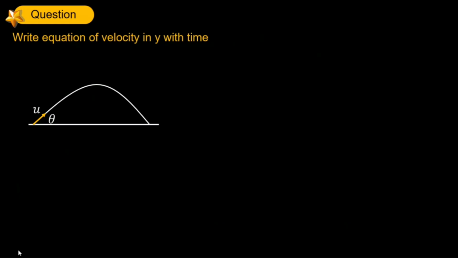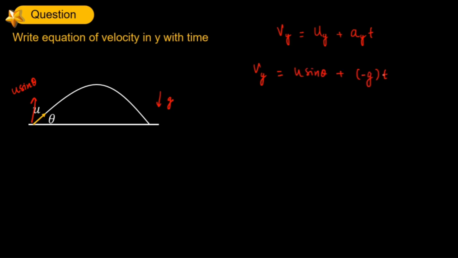But now the question says, what is the velocity in x-axis with time? What is the velocity in y-axis with time? So we have to talk about the velocity in y-axis. So again, remember, using the first equation of motion, we can write that the velocity will change as acceleration is there. We already know that acceleration is always acting in the downward direction and the initial velocity is always u sine theta. So the final velocity as a function of time is equal to u sine theta plus a_y, which is nothing but negative of g times t.